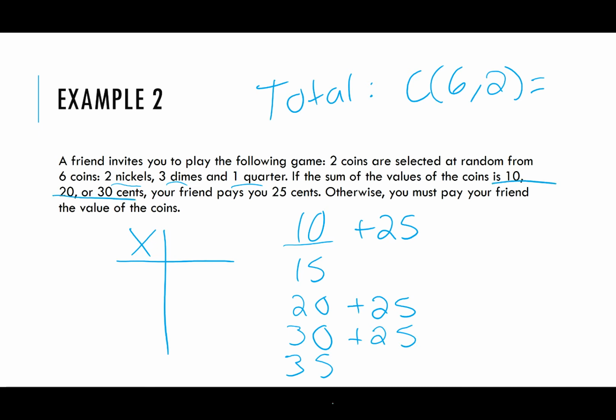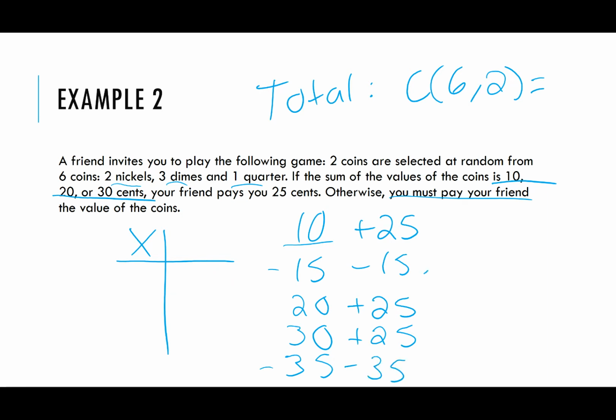So that's said here. If you just pick up coins and the sum is a 10, 20, or 30, then we're going to get 25 cents from our friend, or he's going to pay us some money. It says, otherwise, you must pay your friend the value of the coins. So otherwise is either the 15 or the 35. So if we pick 15, then we have to pay our friend 15 cents. If we pick 35, we have to pay our friend 35 cents.